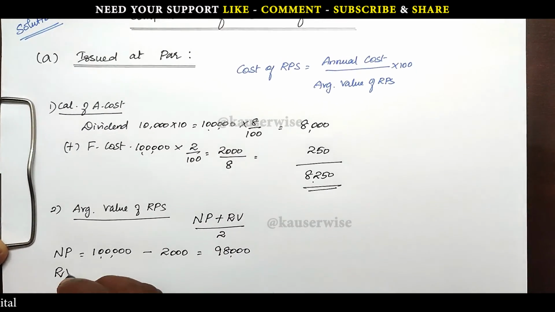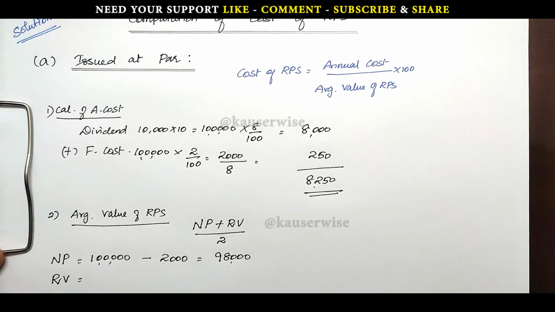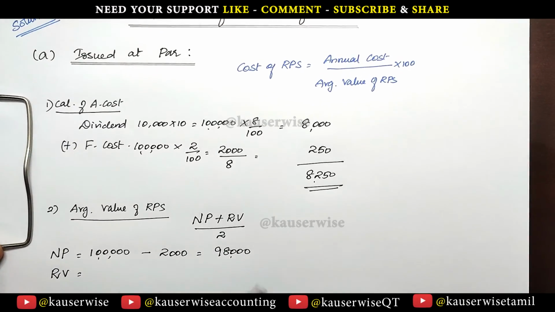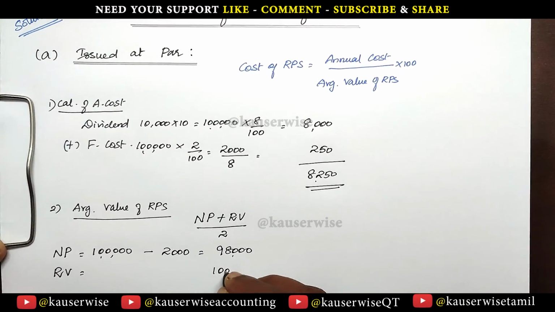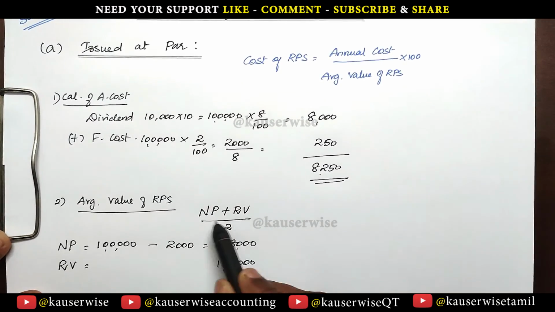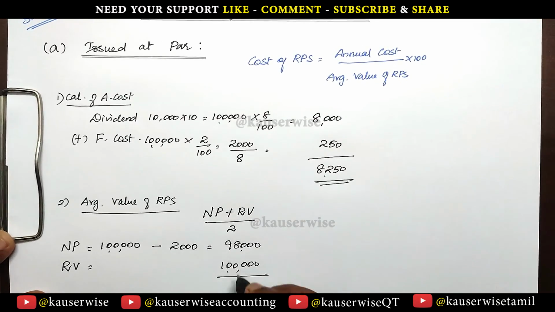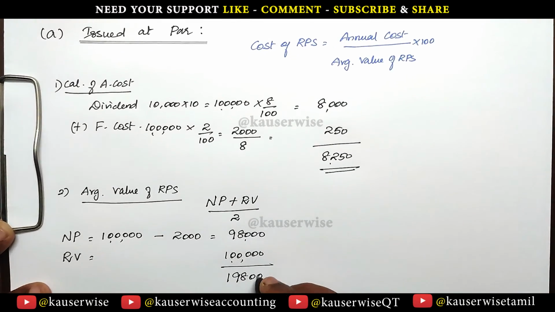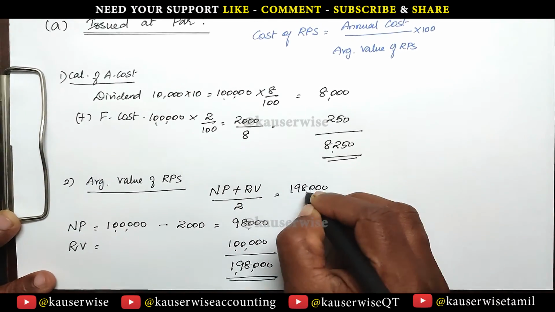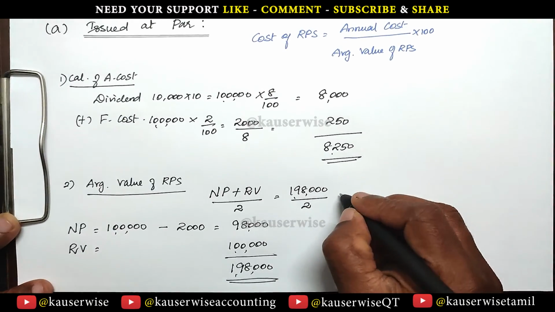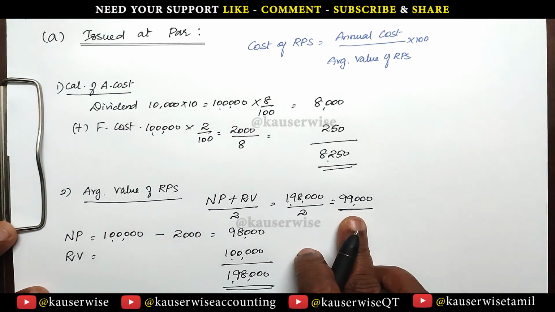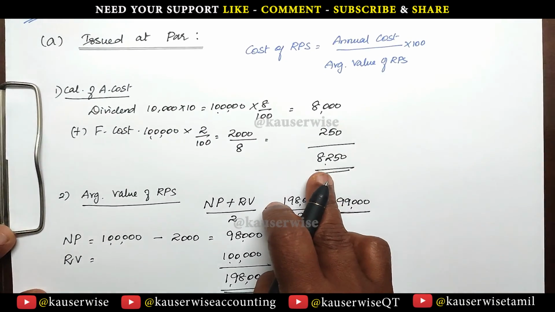And what about the redemption value? In this problem, nothing is mentioned regarding redemption. Assume that redemption is at par. Par means face value, same 1 lakh. So net proceeds plus redemption value divided by 2. So what is the total? 1,98,000. So 1,98,000 divided by 2, you will be getting 99,000. So this is the average value of RPS and this is the annual cost.